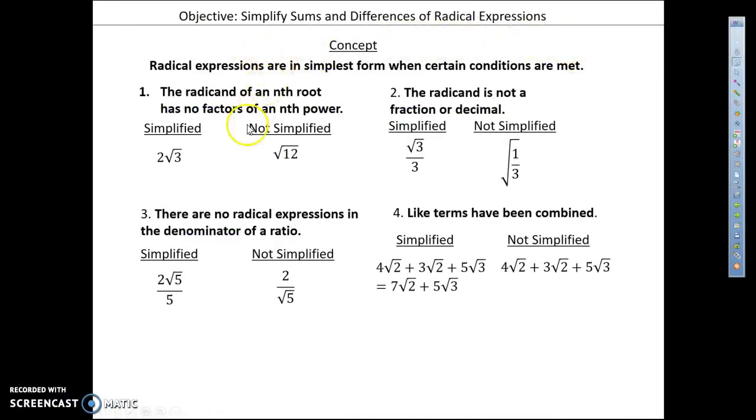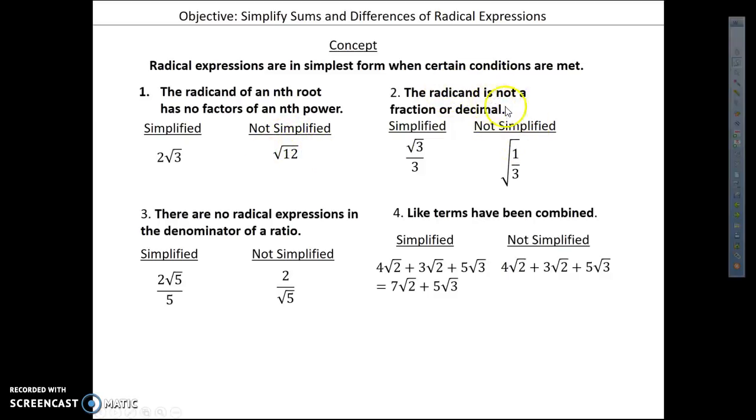Now, we also have to simplify radical expressions and just make sure they're in simplest form. And there are certain conditions that we have to make sure that we adhere to. Number 1, the radicand of an nth root has no factors of an nth power. So here, for example, 2 root 3, this is completely simplified because the radicand does not have a perfect square within it. Square root of 12 has a factor of 4 within it, which is a perfect square. Okay, so we have to continue simplifying this.